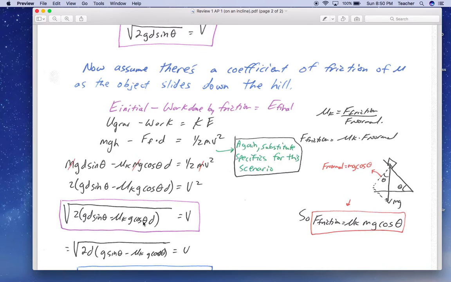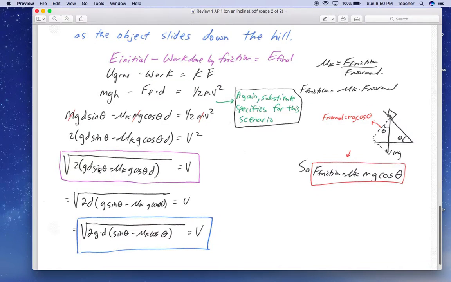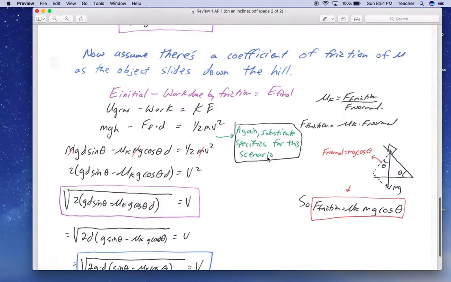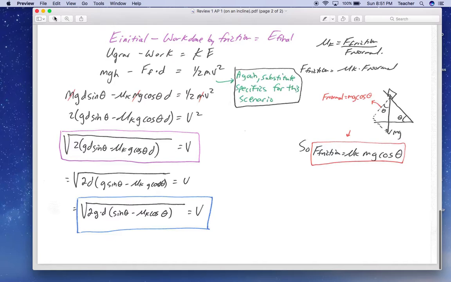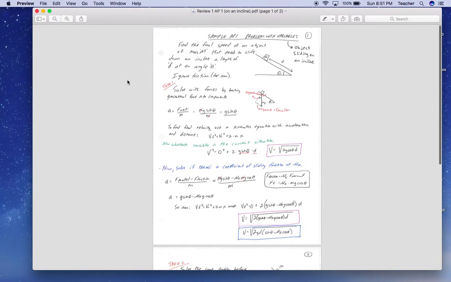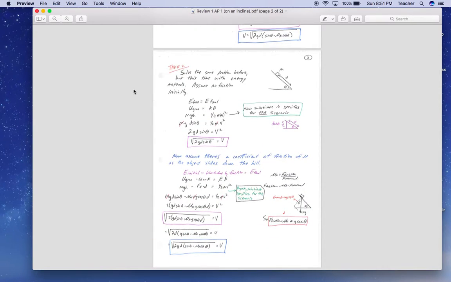So I can distribute the g and d out, and I get the exact same answer that I had on the first page. Pretty cool, huh? That it can work both ways. I'm going to shrink this down so you can look at it. So that's page 1, and that's page 2.